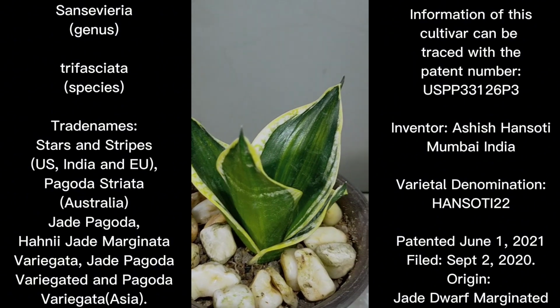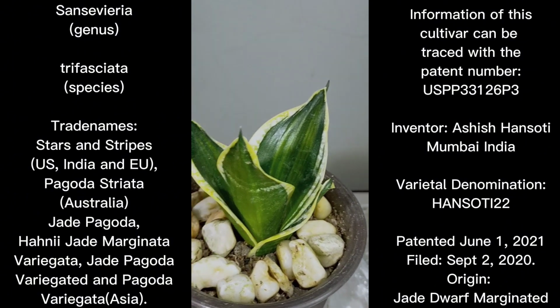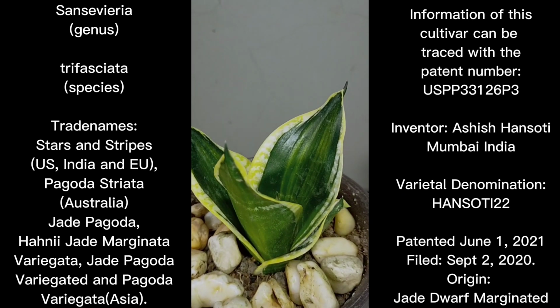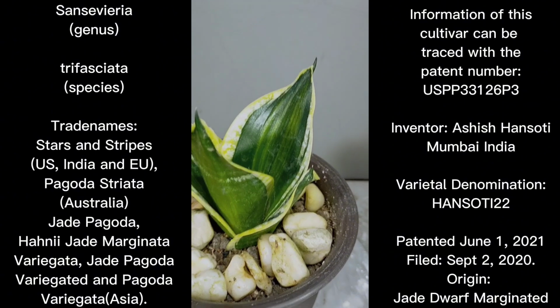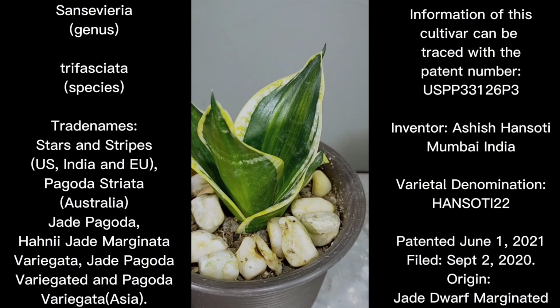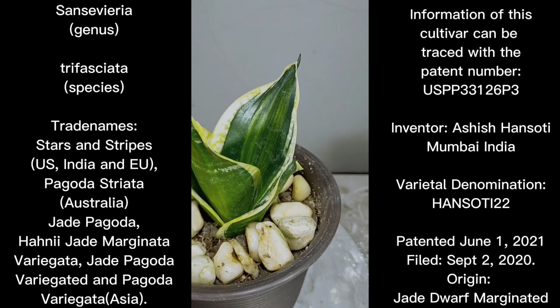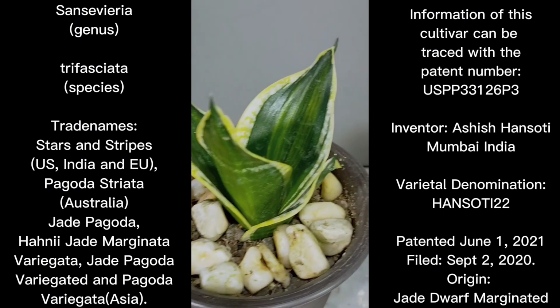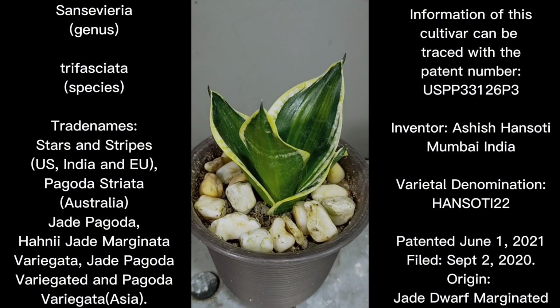And aside from that, I'll add that in some parts of Asia, it has even more names, such as Jade Pagoda, Hahnii Jade Marginata Variegata, Variegated Pagoda Variegata. Those are the additional names that you can find for this cultivar in the market.